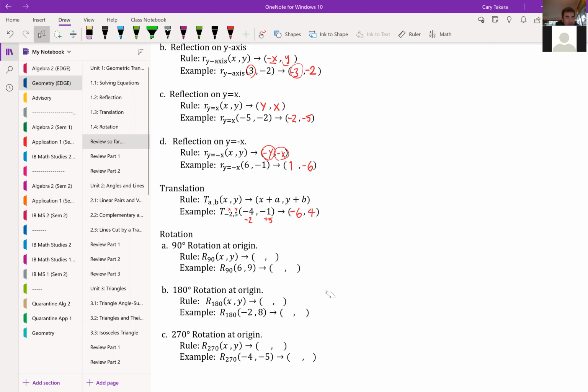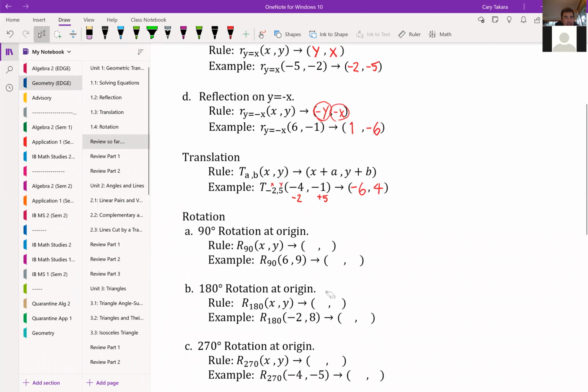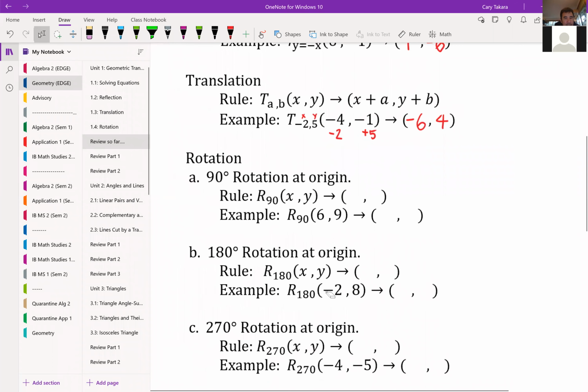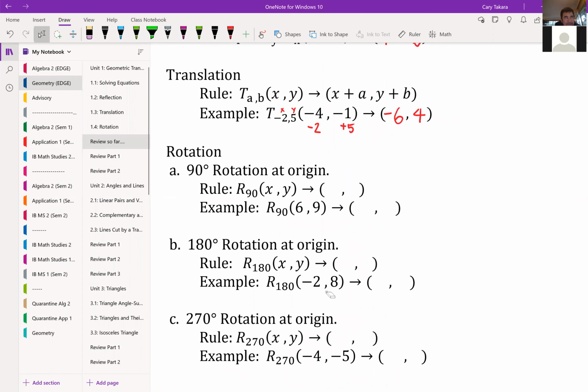Okay, so let's move on. The rule for 90-degree rotation, does anybody remember? I think I still have the sticky notes with me with the rule on it. 90-degree is opposite y and x. Okay, so that's the rule.